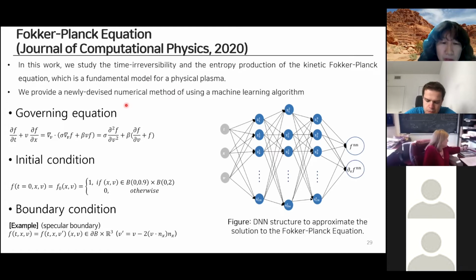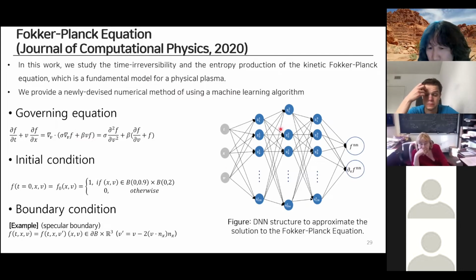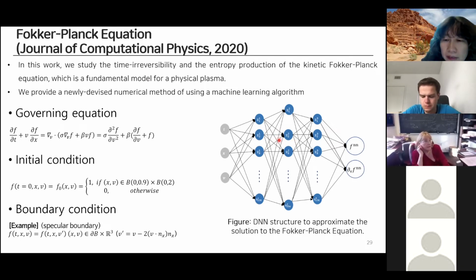And then we used the new method, like this. So this is the DNN structure for this Fokker-Planck equation, because it depends on the equation. If the equation becomes different, then we have to define a different loss function. Although the framework, the spirit, is similar, we have to define a new loss function and then compute through the neural net. So this is the governing equation, as you know.